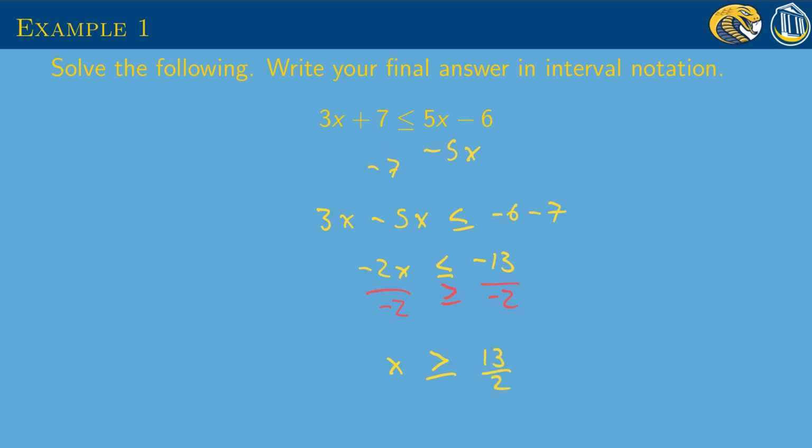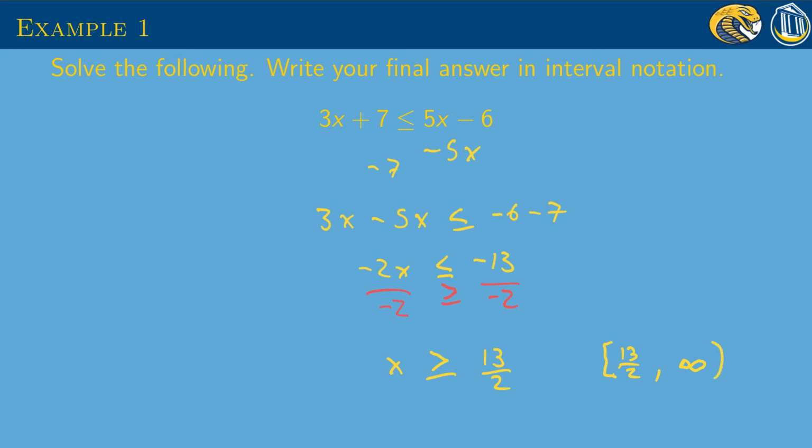If we wanted to write that as an interval, we could start with 13 over 2. And we'll notice that since we're greater than or equal to, we will make this a square bracket. Since there's no upper bound here, we're going all the way up to infinity.